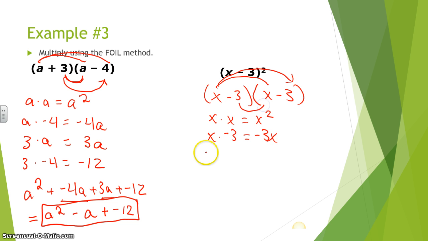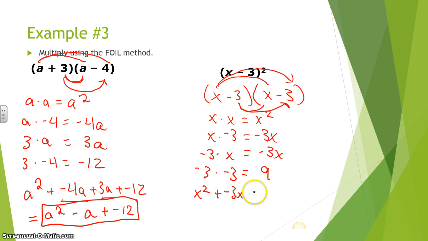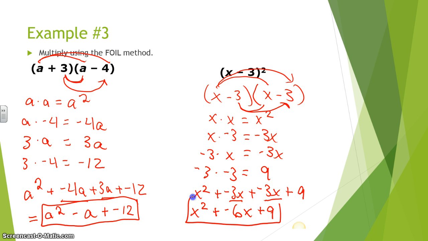Then we do the inners. Negative 3 times x, again, gives me negative 3x. Multiply the last, which is negative 3 times negative 3, which is positive 9. We add x squared plus negative 3x plus negative 3x plus 9. We can combine the negative 3x's to get negative 6x, so we have x squared plus negative 6x plus 9, and that'll be my final answer right there.